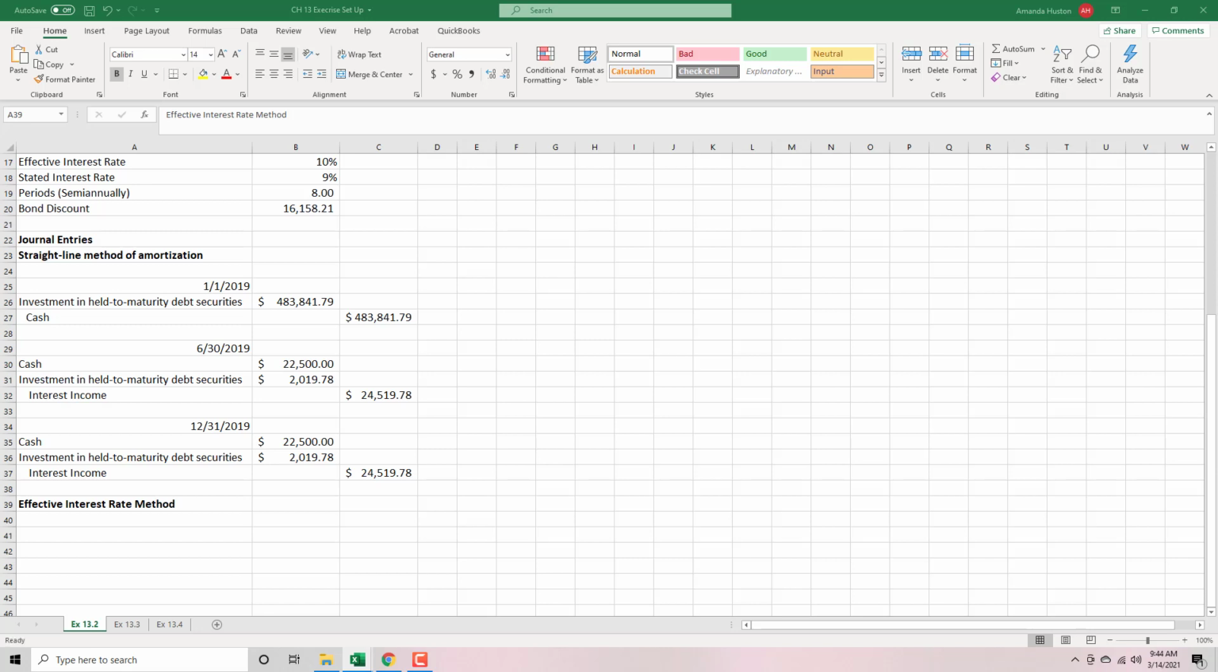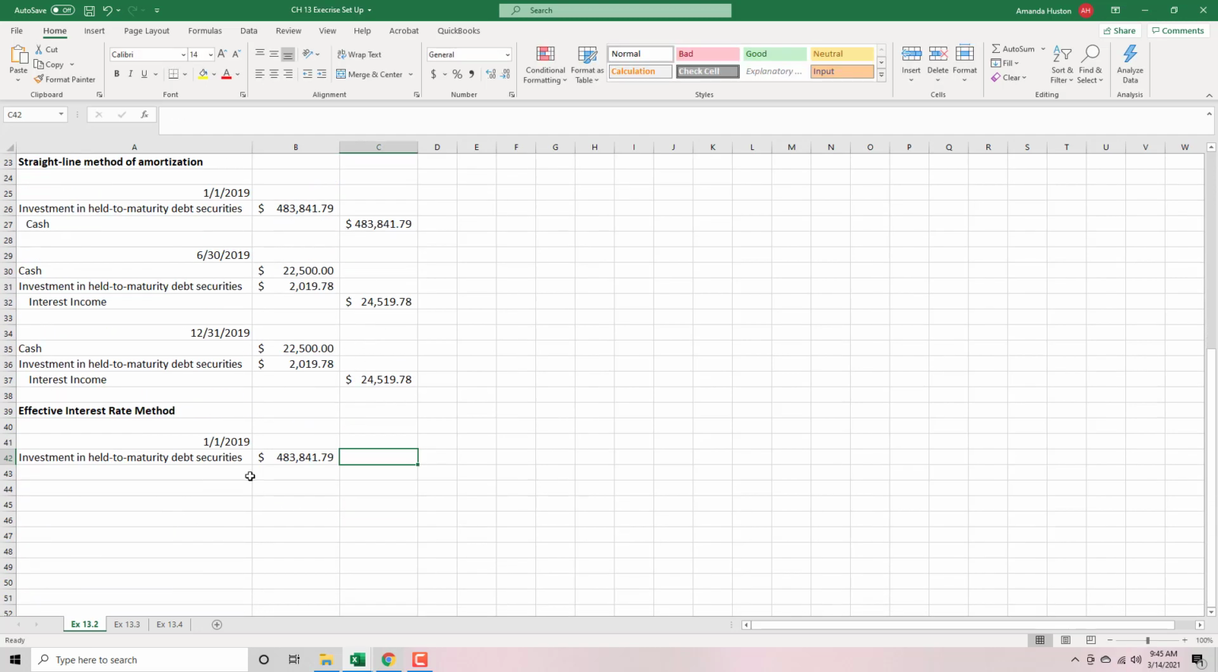Okay, so the effective interest rate method. So we would purchase the security on 1/1/19 the same way. So it would be investment in held to maturity debt securities. And it would be for the purchase price of $483,841.79. And then we would credit cash.